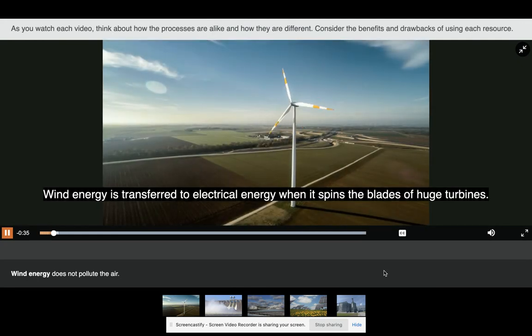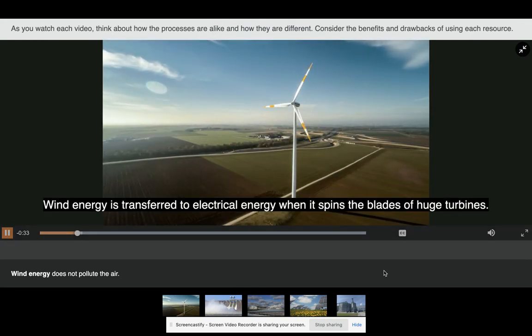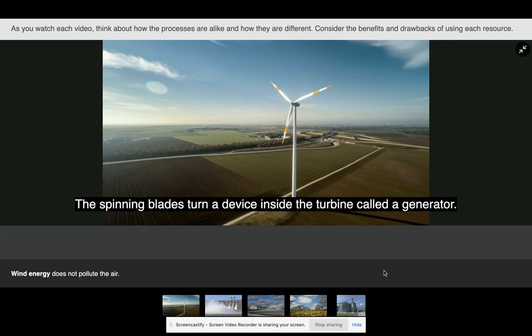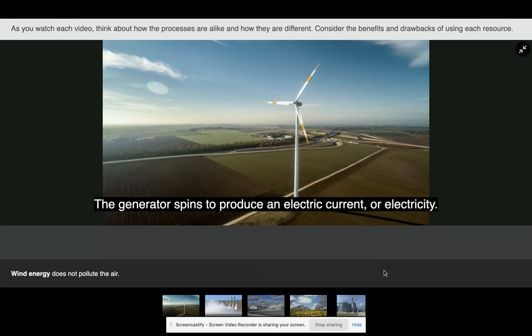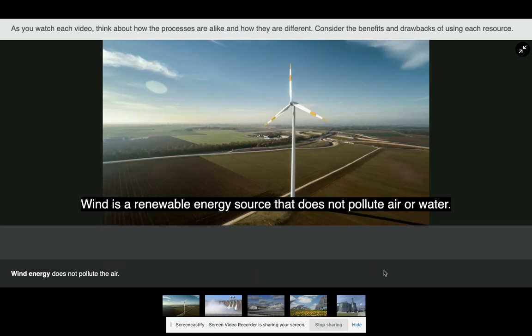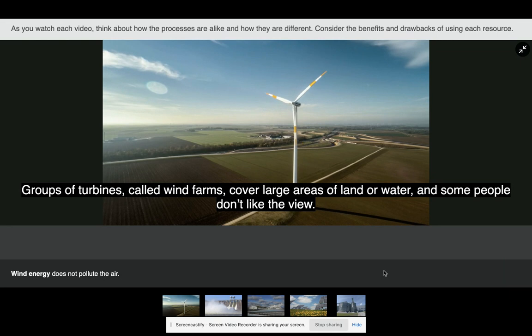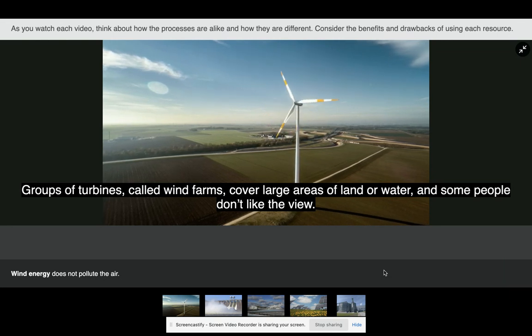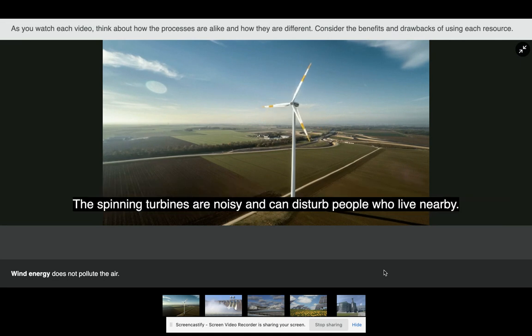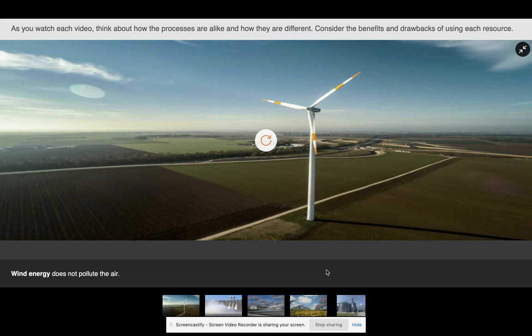Wind energy is transferred to electrical energy when it spins the blades of huge turbines. The spinning blades turn a device inside the turbine called a generator. The generator spins to produce an electric current or electricity. Wind is a renewable energy source that does not pollute air or water. But wind energy does have some drawbacks. Spinning turbine blades can hurt birds that fly into them. Groups of turbines called wind farms cover large areas of land or water, and some people don't like the view. The spinning turbines are noisy and can disturb people who live nearby. All right, so those are our wind turbines.